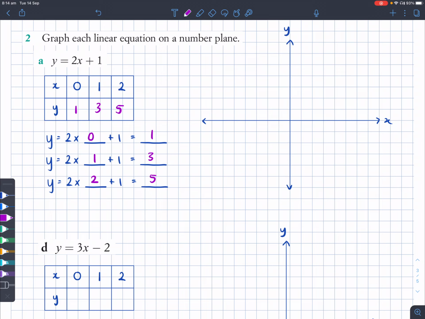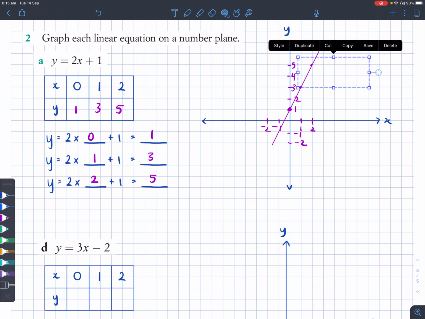All right, so let's plot out 0, 1. I'm just going to plot out some values first. So 0, 1 would be right here. 1, 3: 1 to the right, 3 up will be there. 2, 5: 2 to the right, 5 up will be there. So if I join those together, I'll get a straight line. There we go, that's 2x plus 1.